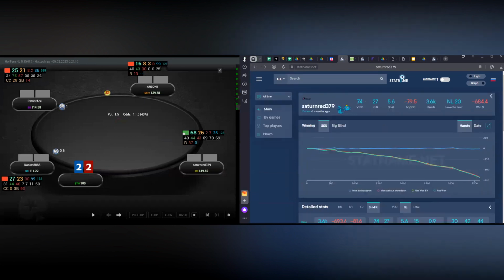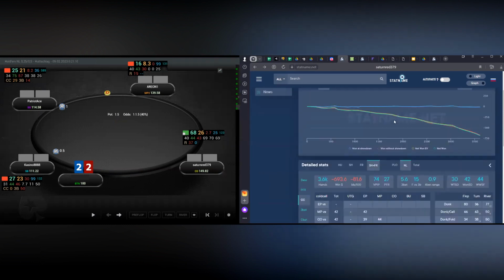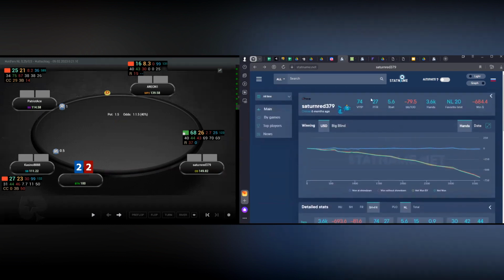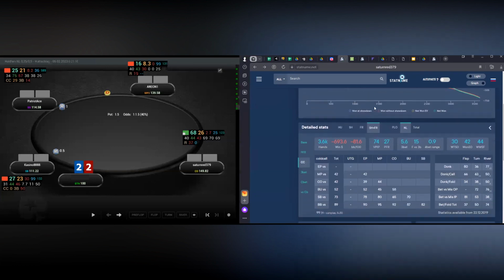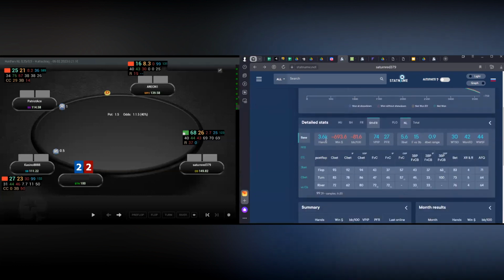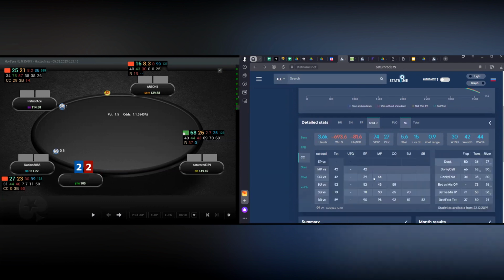Okay, next two hands were actually played against the same opponent, and this guy is a recreational, an amateur player. If we go over his stats, we can see that he actually plays a lot of hands, 74 VPIP, 27 PFR, and he also bets almost always on every street, and he donks a lot.